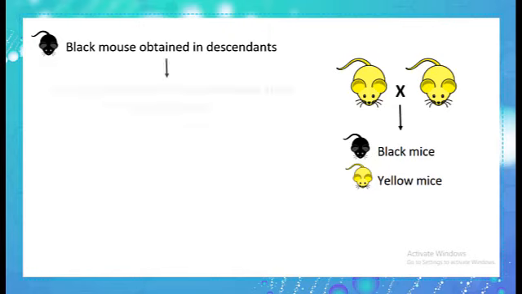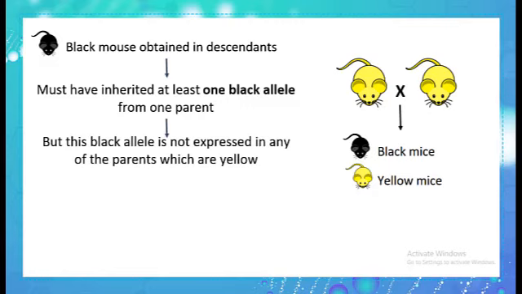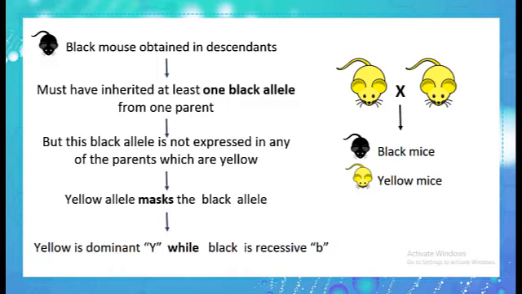Now, in the second cross, 2 yellow mice are crossed. This cross gives both black and yellow mice. What conclusion can you make about the relation between both alleles, black and yellow, in this case? Consider the black mouse obtained in descendants of this cross. This black mouse must have inherited at least one black allele from one parent, but this black allele is not expressed in any of the parents, which are both yellow. Then the yellow allele masks the black allele. Yellow is dominant, while black is recessive.